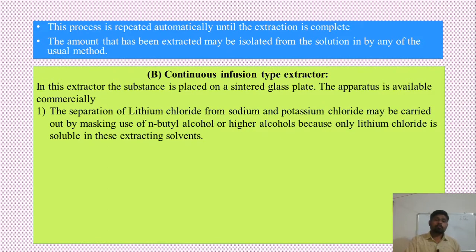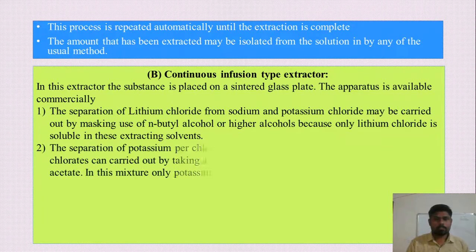Now the uses of continuous infusion type are: number one, separation of lithium chloride from sodium and potassium chloride may be carried out by masking, using normal butyl alcohol or higher alcohols, because only lithium chloride is soluble in these extracting solvents. So that is the first use of continuous infusion: the separation of LiCl from sodium and potassium with the help of some masking agent like higher alcohols.